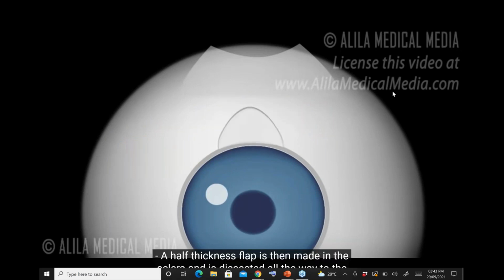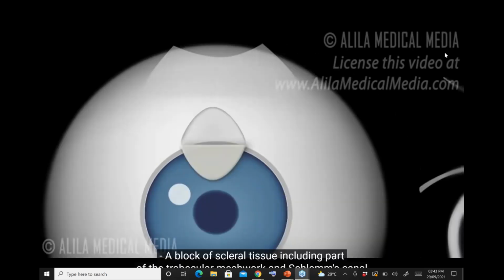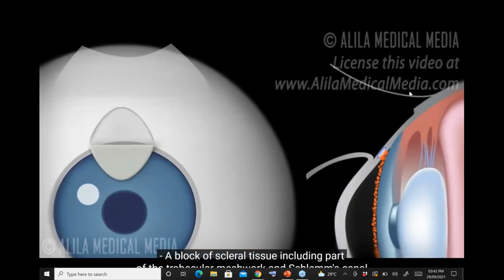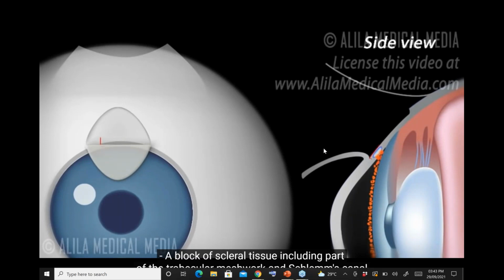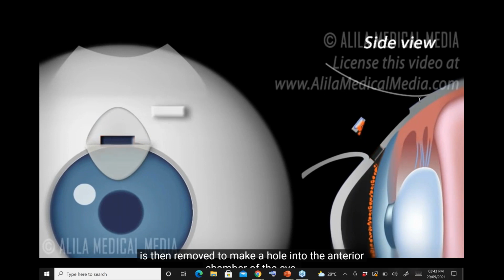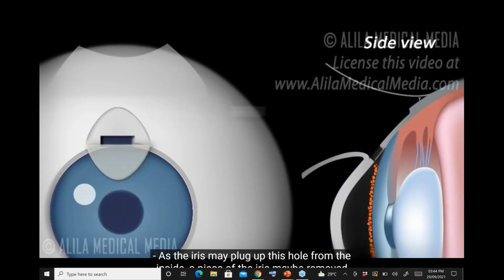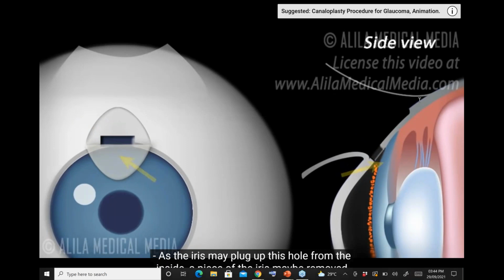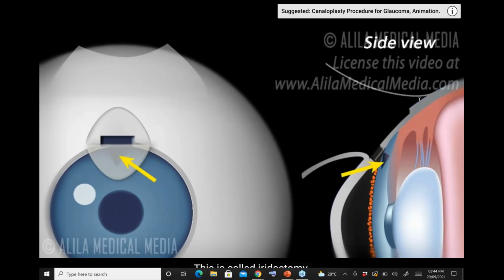A flap of partial thickness in the sclera is dissected all the way to the clear cornea. A block of scleral tissue, including part of the trabecular meshwork and Schlemm's canal, is then removed to make a hole into the anterior chamber of the eye. As the iris may plug up this hole from the inside, a piece may be removed at this time. This is called iridectomy.